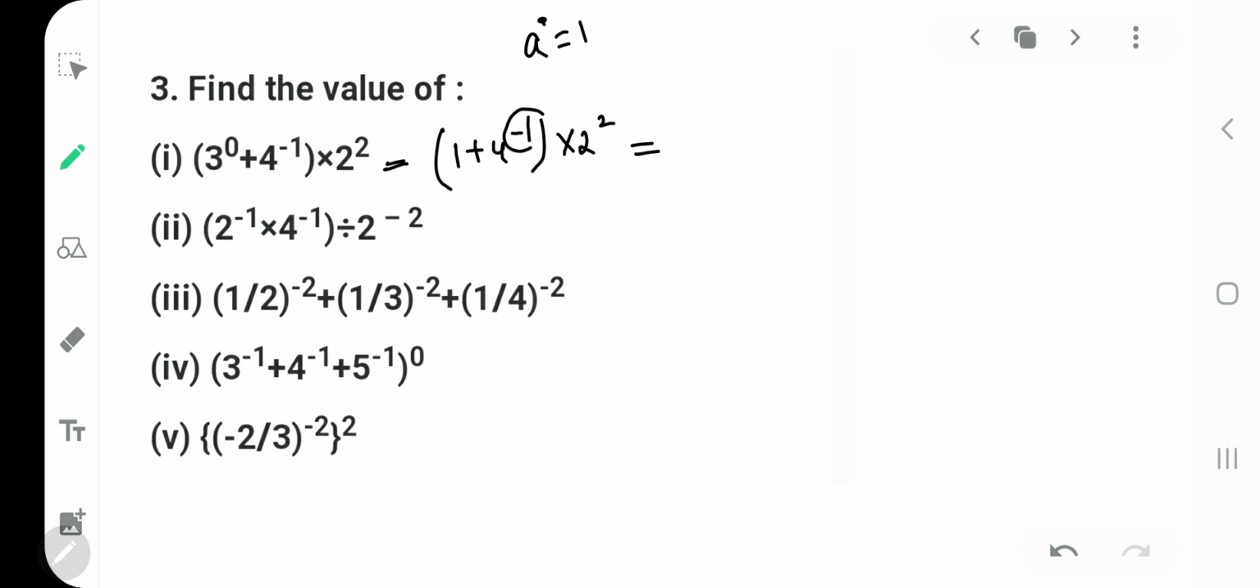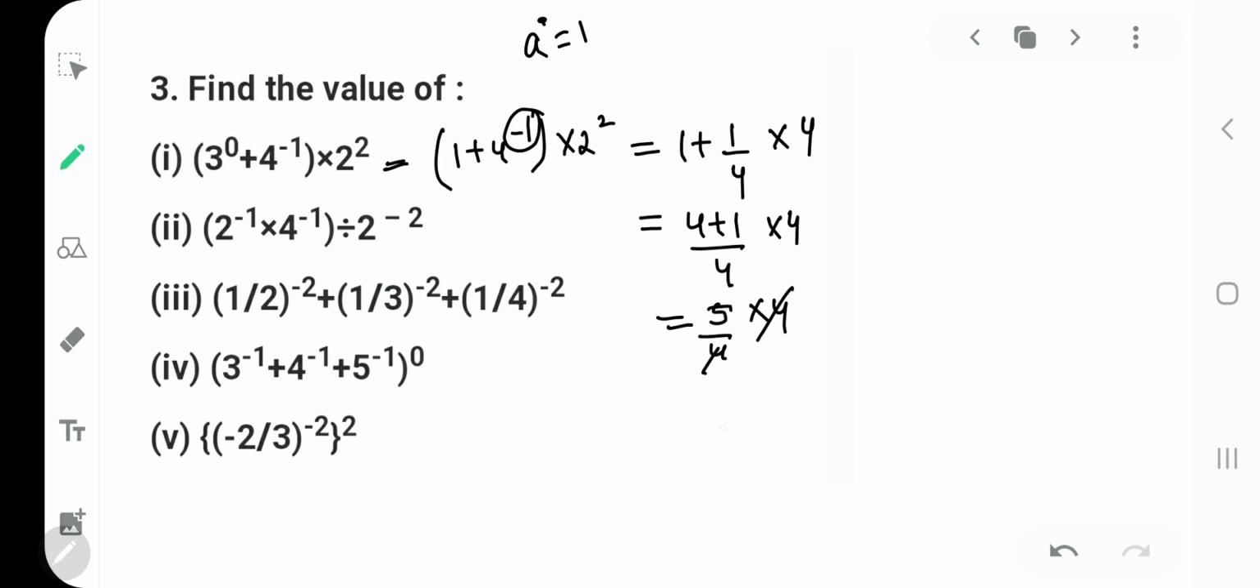If I want to make this a positive exponent, I will write it 1 plus 1 upon 4 into 4. Am I correct with this? Now you have to open this by taking LCM, so it will be something like this. And you will get your answer something like this. Your final answer is 5. Am I correct? Shall we jump on to next?